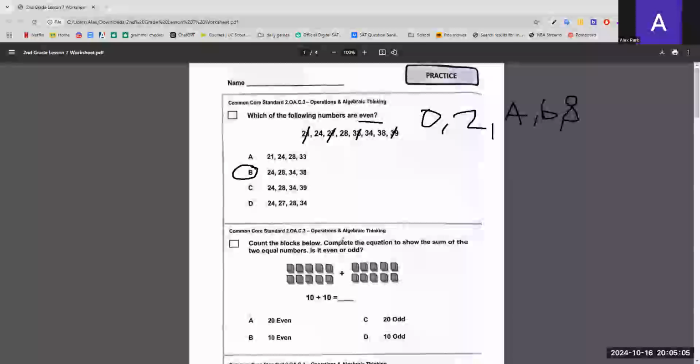Number 2, count the blocks below. Complete the equation to show the sum of the two equal numbers. Is it even or odd? So when you add 10 and 10, you get 20. So we can already eliminate B and D because the number isn't correct. Now to tell if it's even or odd, we look at the last digit, which is 0. And 0 is one of the digits that if it ends with that, then it would be even.